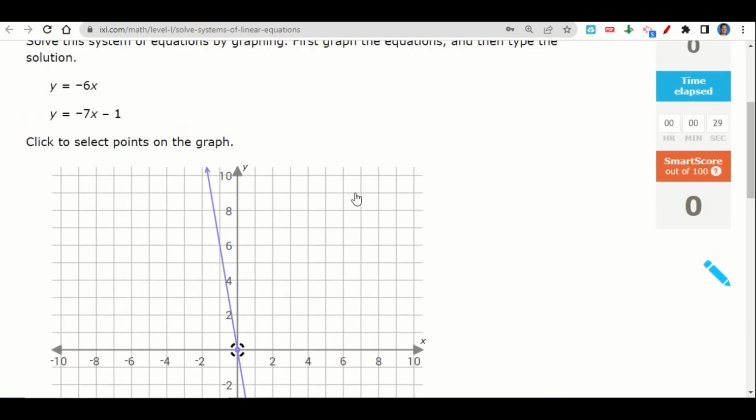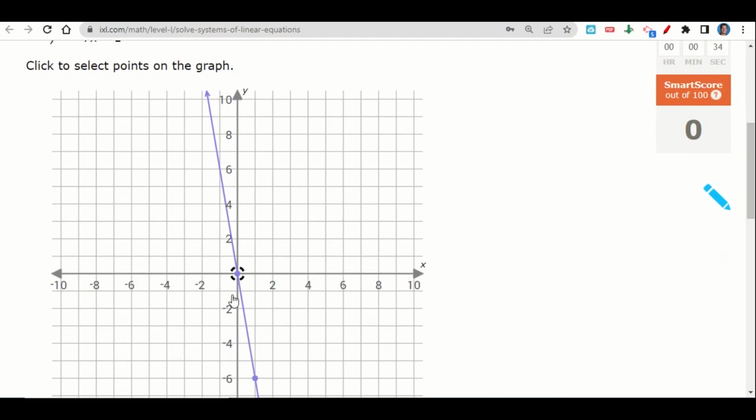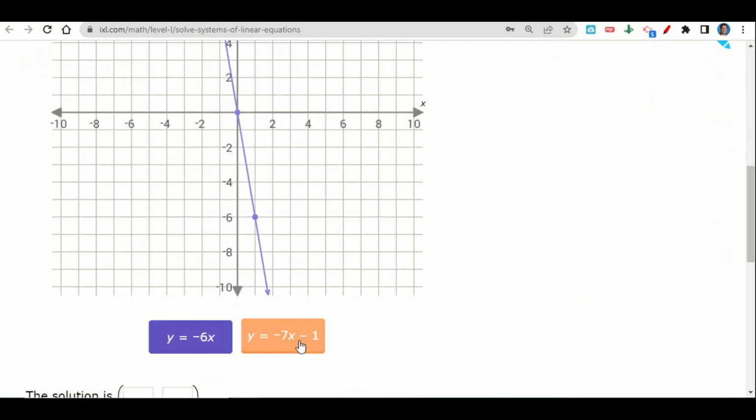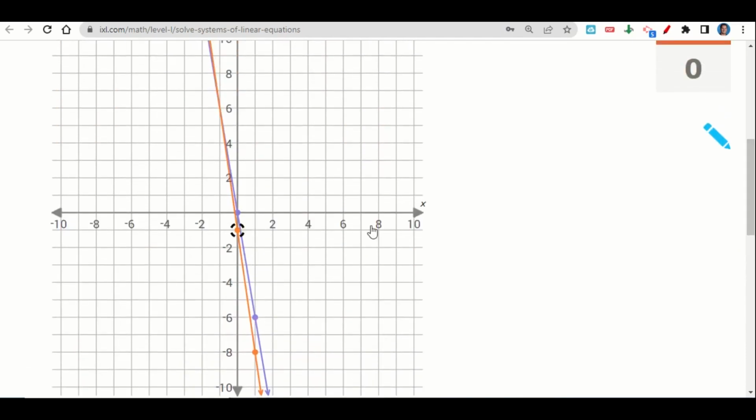Then I do the second one, negative 7x minus 1. So my y-intercept is at negative 1, so I go down here to change the line to this one. I'm going to go ahead and plot my y-intercept at negative 1. And then my slope is negative 7 over 1. So I go down 7 to the right 1. There we go. And now it says, where do they cross?